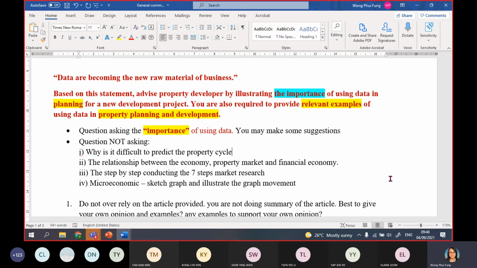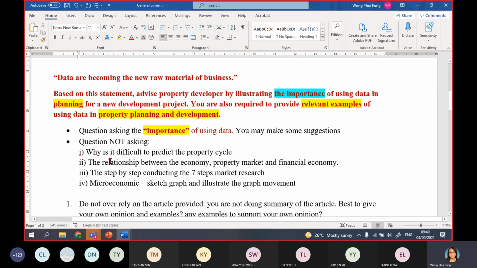Let's say lack of data is one of the difficulties in prediction during planning. Then you can make suggestions on how to overcome the limitation, so that the developer can predict more accurately in their planning. So as I say, you have to twist the way you write, tally back to the question, the question asking important. So I would suggest when you write your answer, you read the question at least 5 times first. Before you read 5 times, you think 5 times before you start to write.